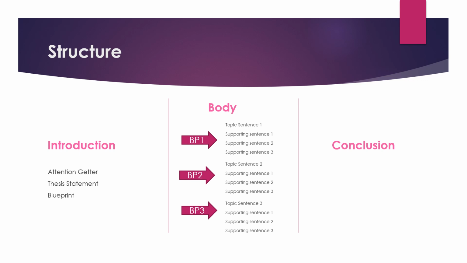Each paragraph must begin with a topic sentence followed by supporting ideas. We're going to see what is a topic sentence and what is a supporting sentence. A conclusion, where you should summarize what you have said, the main points you have mentioned, and you restate your thesis. Now let's see each component and every part independently.